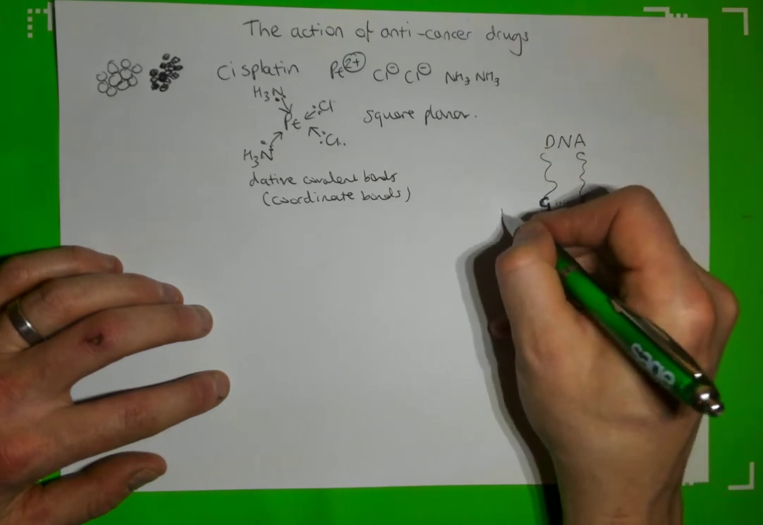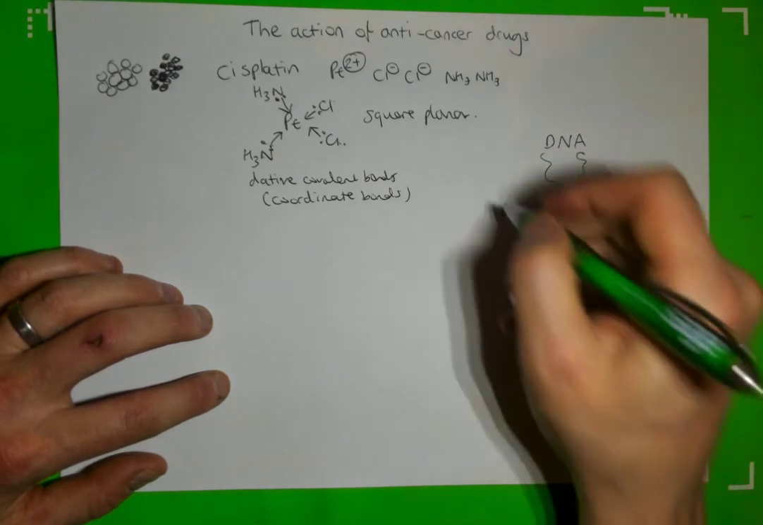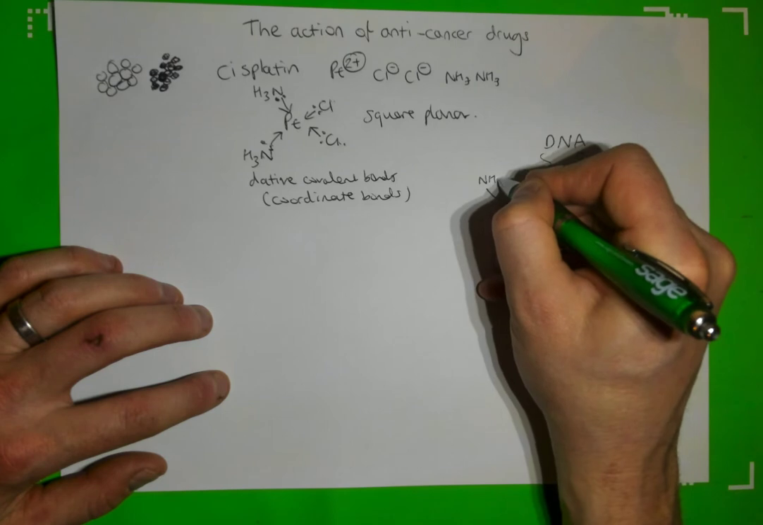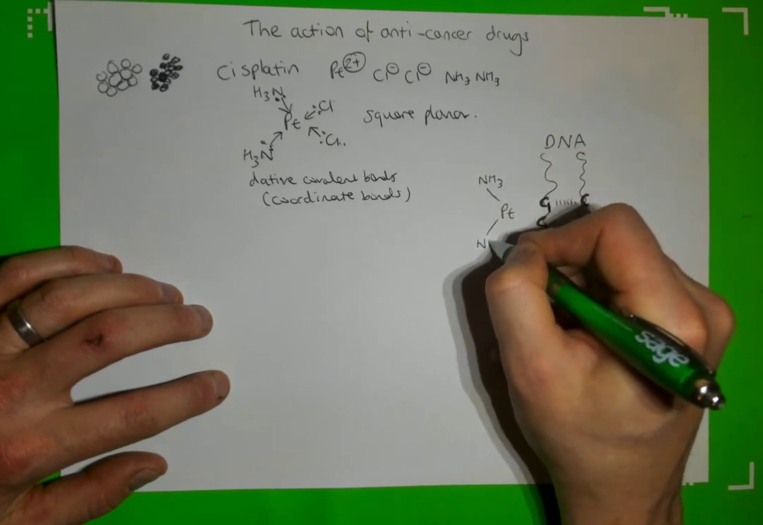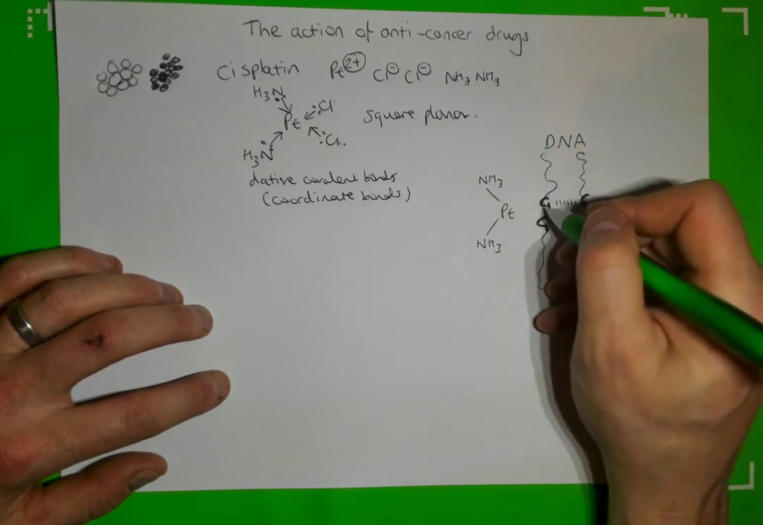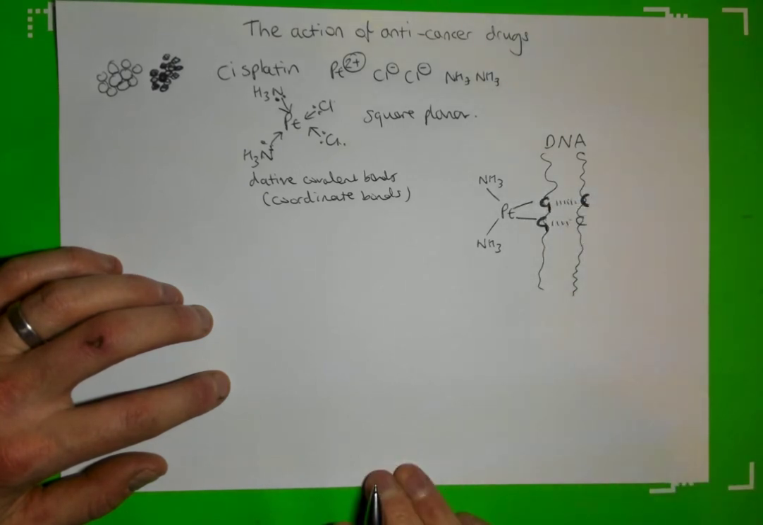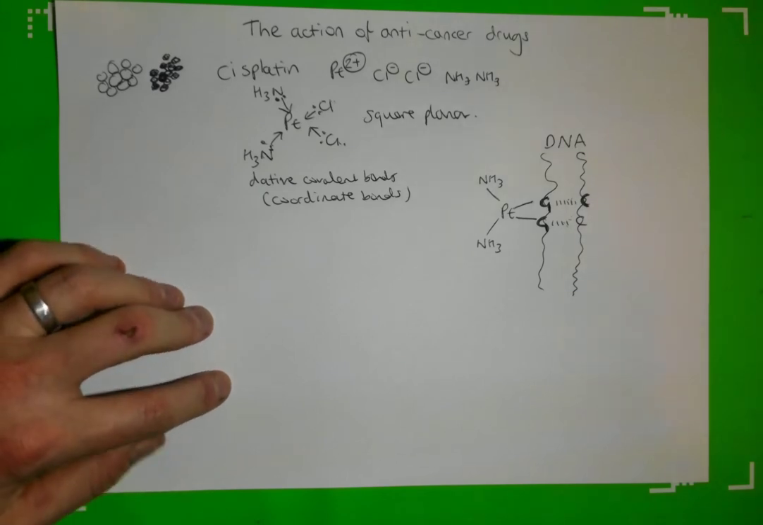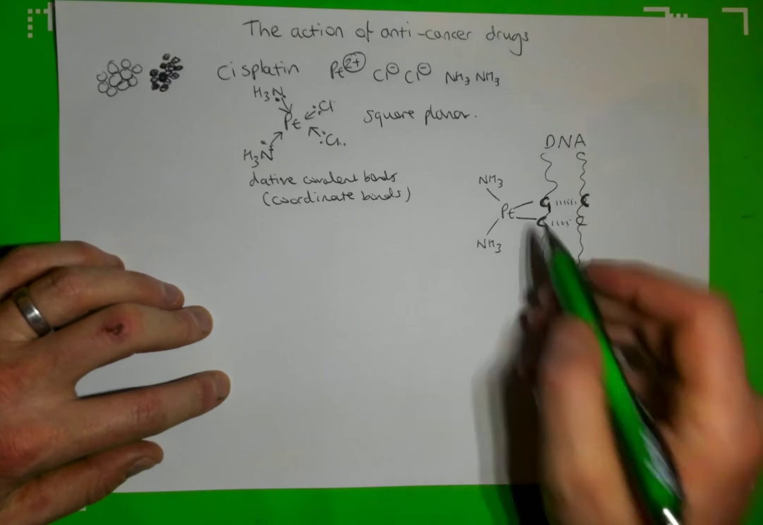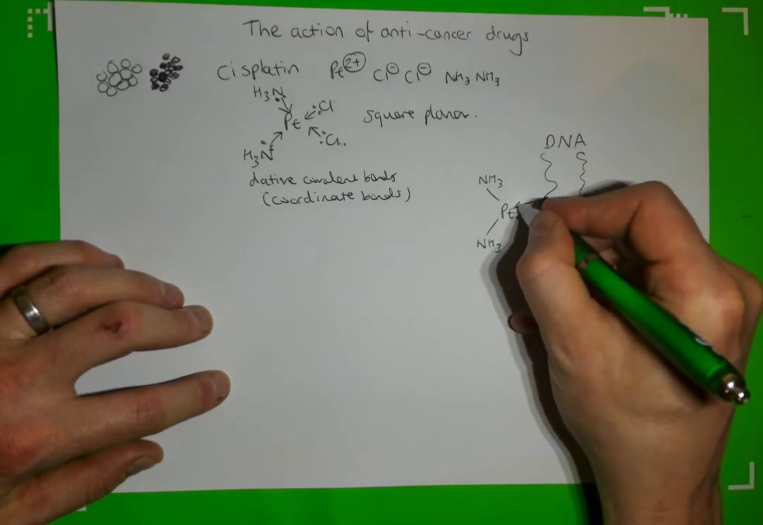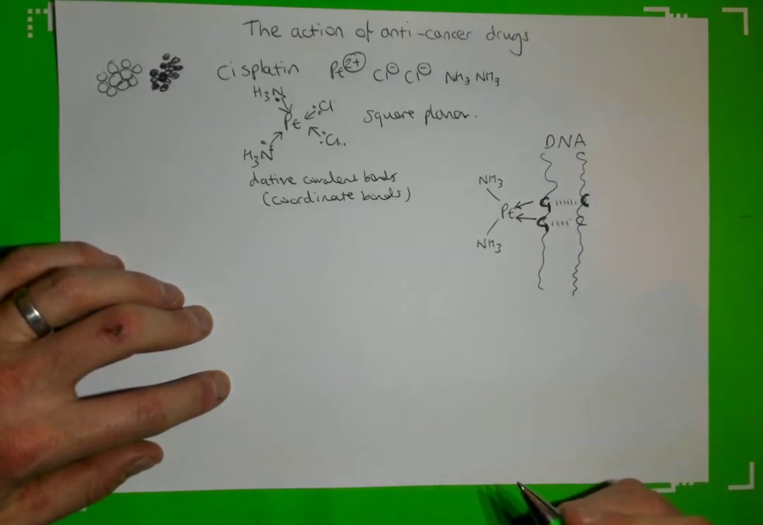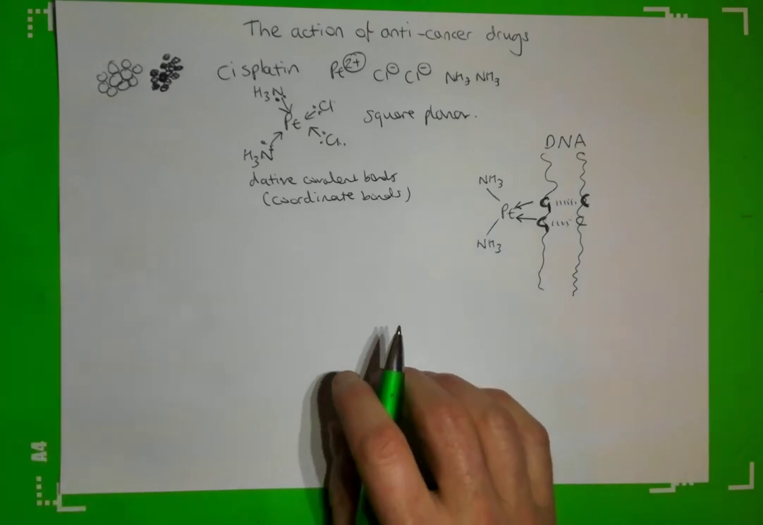and the platinum, instead of bonding to 2 chloride ligands, bonds to the nitrogen on guanine. So it works because the nitrogen atoms on guanine have lone pairs of electrons which can form dative covalent bonds to the platinum.